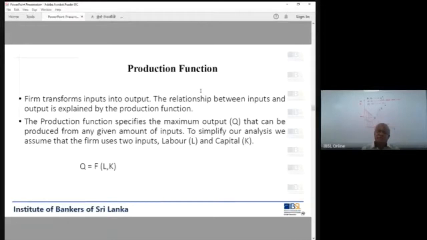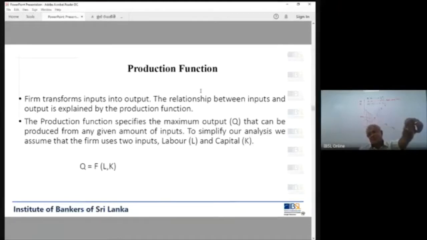Garment factory. A garment factory produces garments using machines and people and some other inputs. So you have many other inputs: land, labor, capital, electricity, water, so many inputs. Using all these inputs, you produce garments. But generally, you can summarize, aggregate, and classify these as L and K.